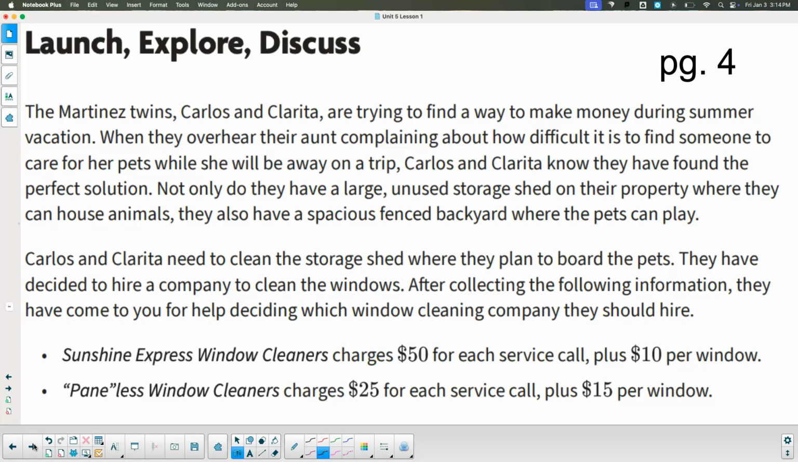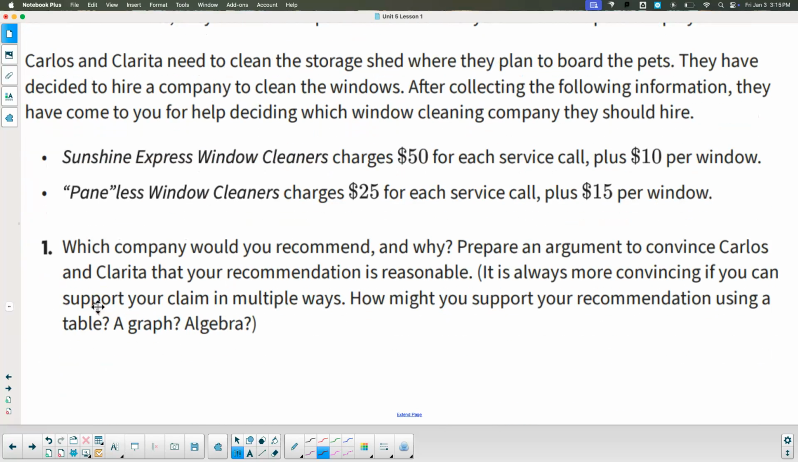Painless Window Cleaners is the other one that they got a quote from. It charges $25 for each service call, but they also charge $15 per window. My question to you, at your table, I would like your table to now discuss which company you would recommend and why. Come up with a sound argument as to why you want to go with them and be able to justify it too. I'll give you 4 minutes to discuss.